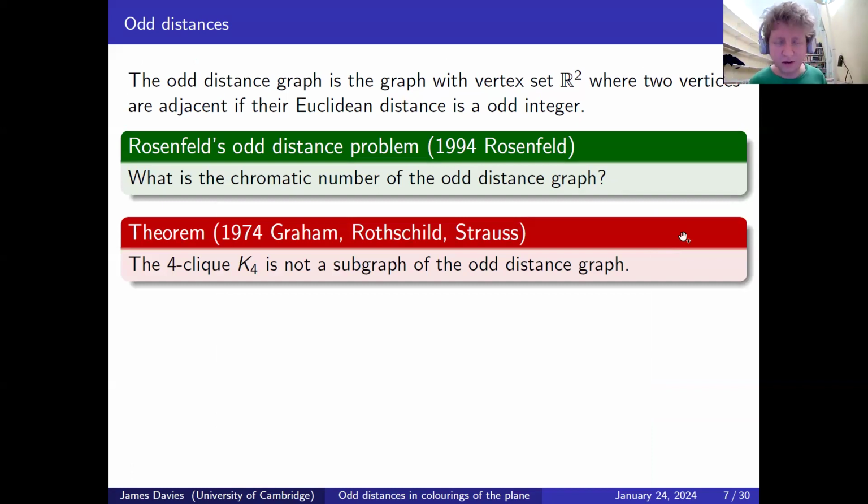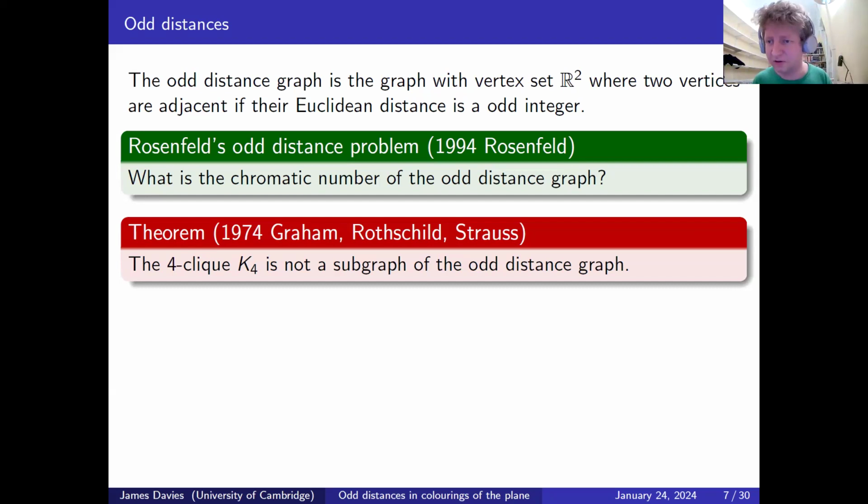One easy way you can hope to get a lower bound for the chromatic number of a graph is to look at cliques in the graph, a set of pairwise adjacent vertices. In cliques, each vertex needs its own color, so this would be an easy way to lower bound chromatic number. But this strategy doesn't work for the odd distance graph because already we don't have a 4-clique. So you can't do anything as simple as that.